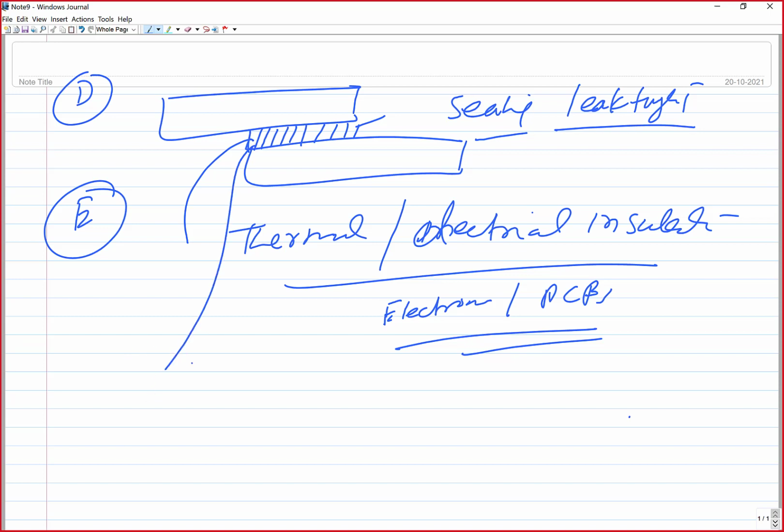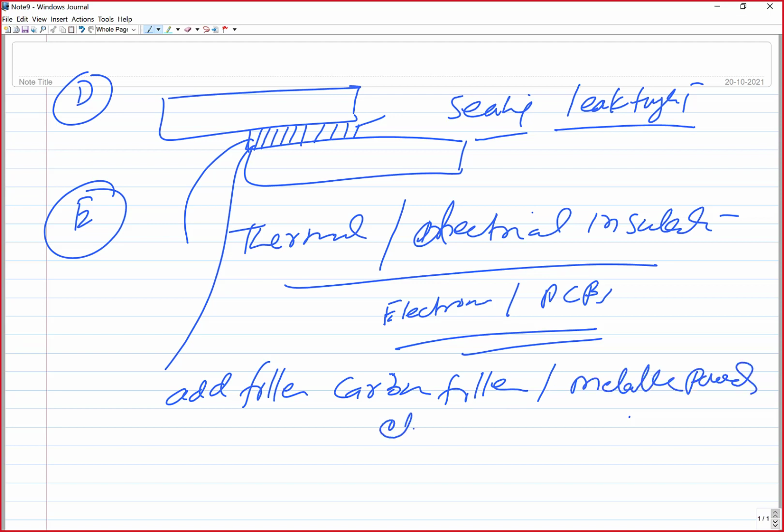There is another interesting aspect. Usually, these adhesives are electrical and thermal insulators, but if we add fillers in the form of, say, carbon fibers or metallic powder, then these can show electrical conductivity as well. So if there is a need, you can have electrically conducting adhesives, which are filled with carbon fillers or metallic powders. That's a very interesting part.